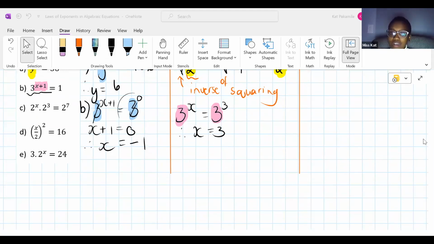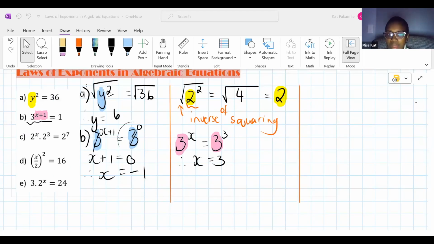Let's move on. Okay, let's do number C. Number C is a little bit more forgiving. Who knows how we're going to do number C? Who has an idea of how to do number C?